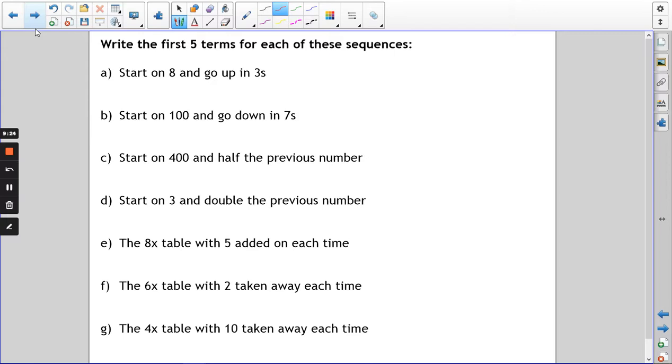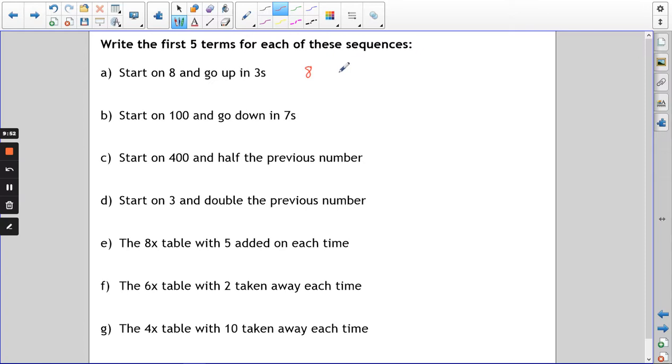And then the last thing I want you to do in this lesson is to write the first 5 terms for each of these sequences. So I've given you the rule, and I want you to follow the rule and write me the first 5 terms, so the first 5 numbers in the sequence. Okay, I'll do the first one with you, and then I want you to pause the video and do the rest yourself. So it says start on 8, so my first term is 8.